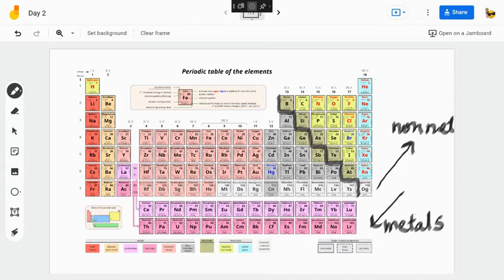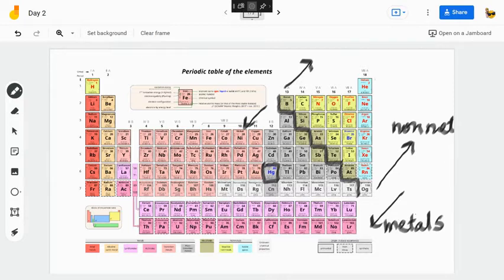What are properties of metals? They're solids, except for this guy right here. They conduct heat and electricity. So these guys are conductors. These guys are insulators. These metals are shiny, ductile, malleable. Non-metals are dull, brittle. Metals are conductors.